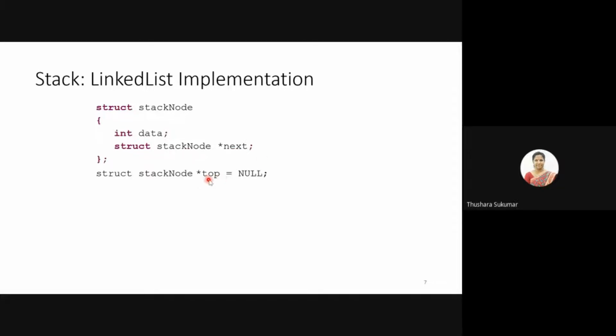Another variable, top, is a variable used for denoting the topmost element of the stack. Initially that is also a pointer variable of type struct stack node, and it is set as null first.